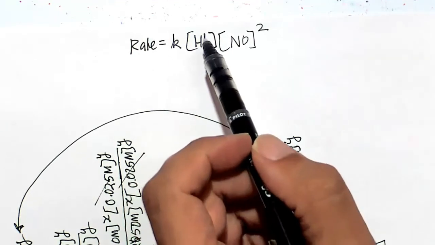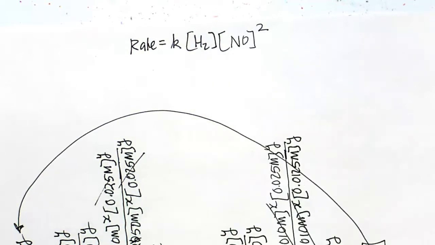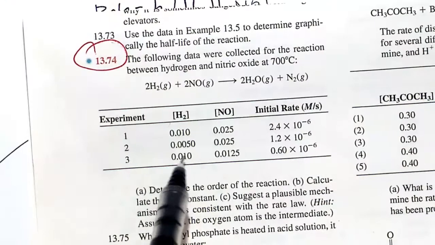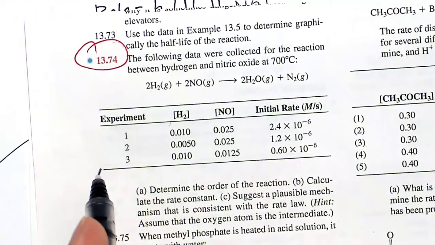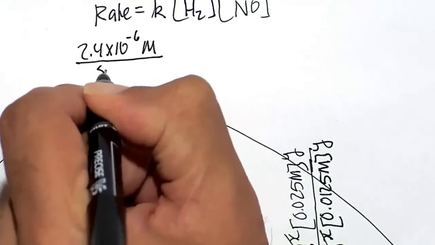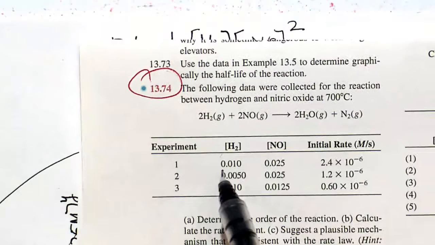By the way, the overall order of this reaction is 3. 1 plus 2 is 3, so the overall order is 3. Pick any experiment, find k by solving for it. So I'm going to pick experiment 1, though you can use experiment 2 or experiment 3, it really doesn't matter. And units, units, units. This is super important, super critical. You have the right units. Equals k, which is what I'm trying to solve for.